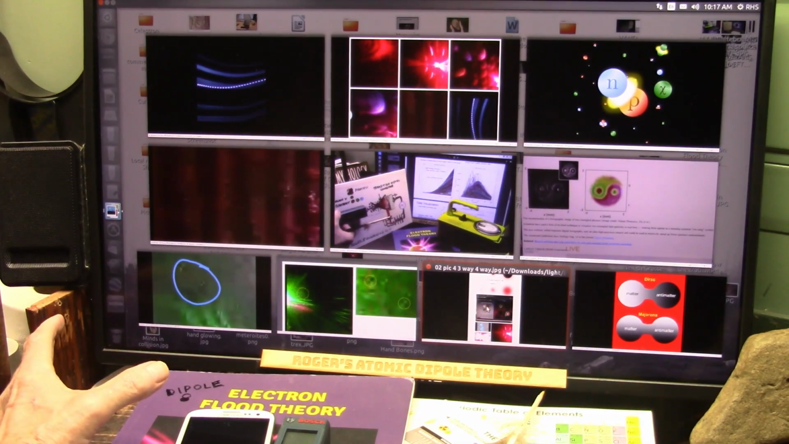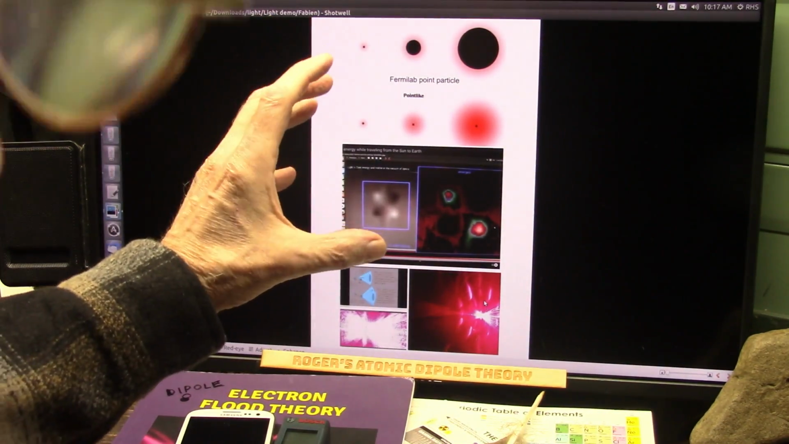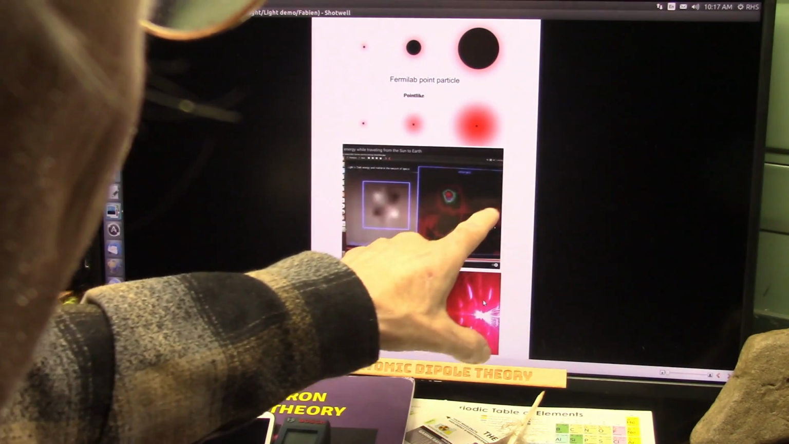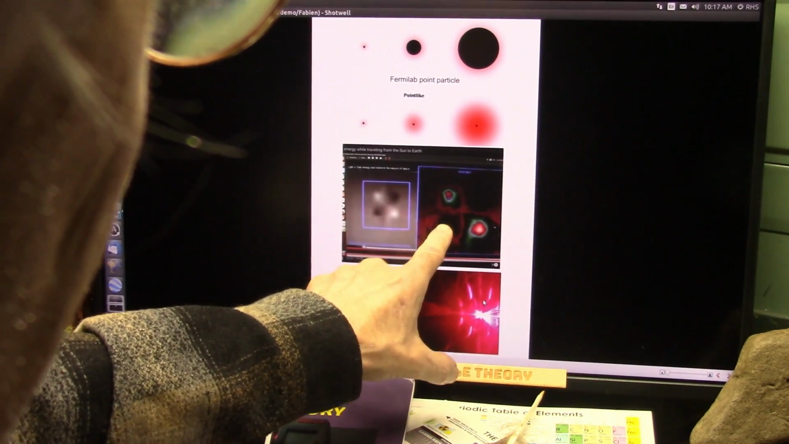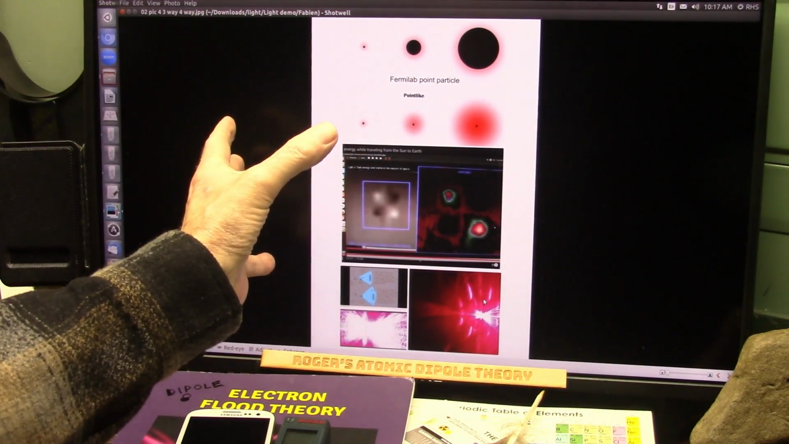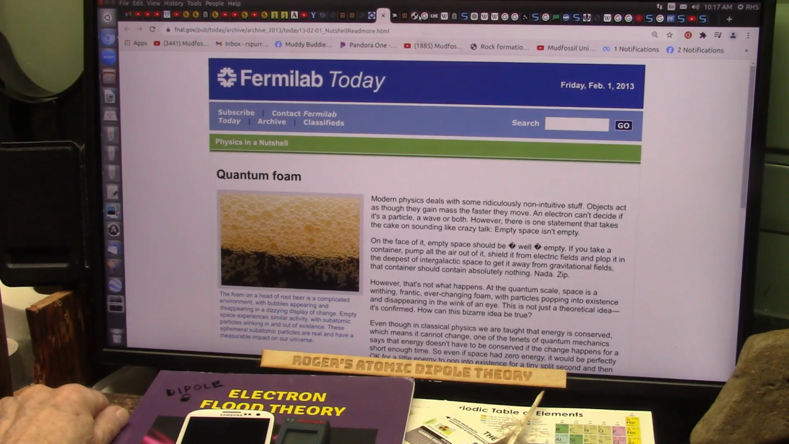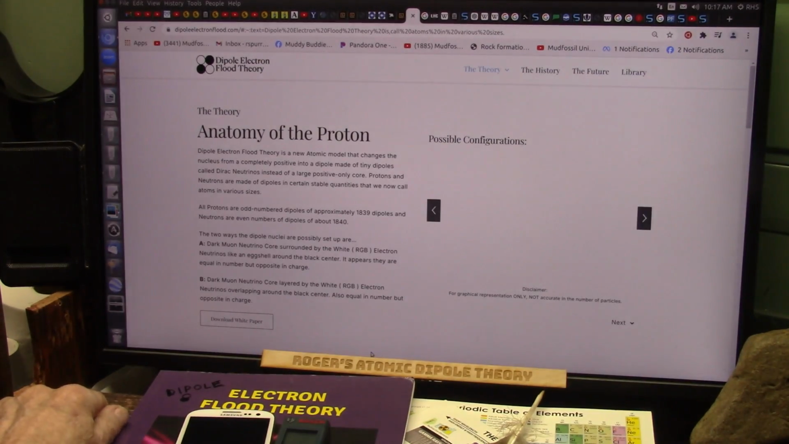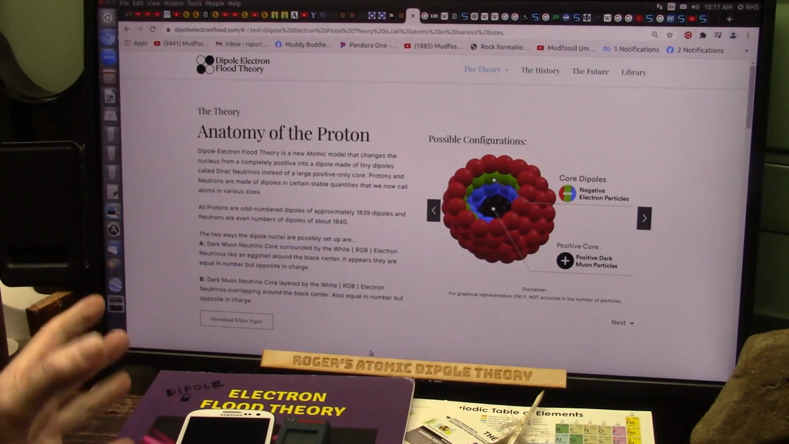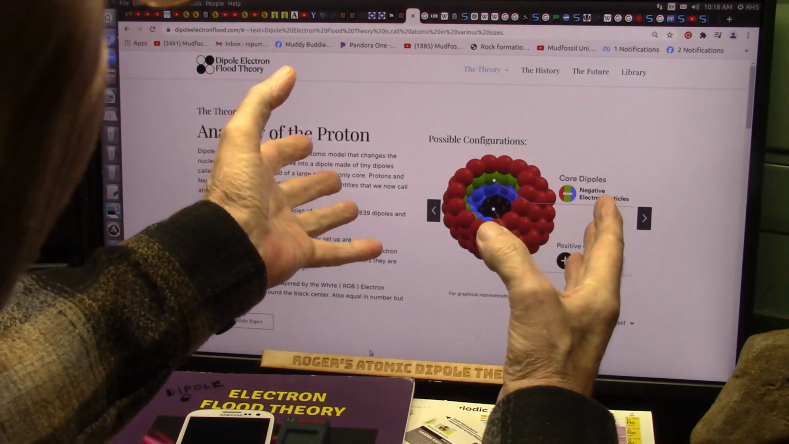Light is what I call atomic vapor. That's light. And it has a mass. These two particles, well, this is the particle, and that's another particle. Those are the electrons. You know what? Let me show you my dipole electron flood theory. All right, here it is right here. This is what a proton really is made out of. All the dark part goes to the center. That's why we've never seen it.